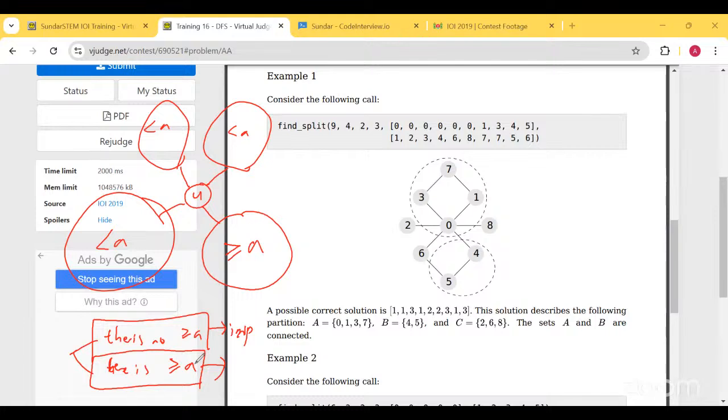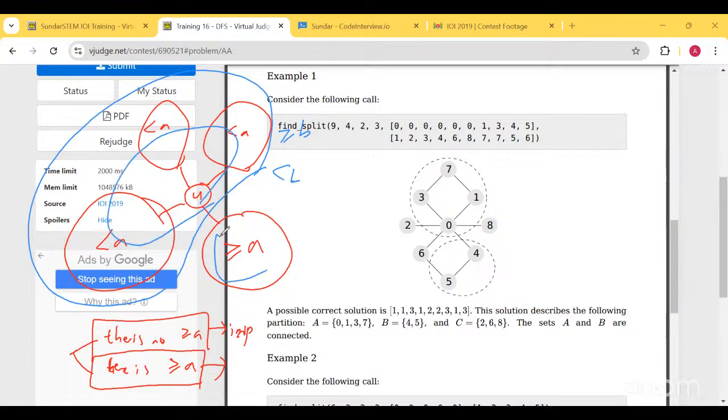Just use the previous idea, right? What does it mean? Just check whether this is greater than or equal to p or less than p. If this is greater than or equal to p, just use p here and a here. What if this is less than p? If this is less than p, it means this is greater than or equal to p.